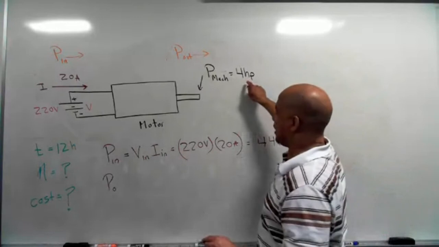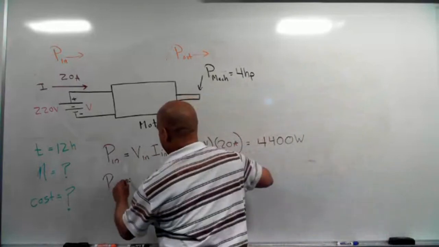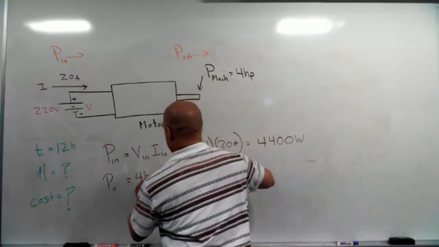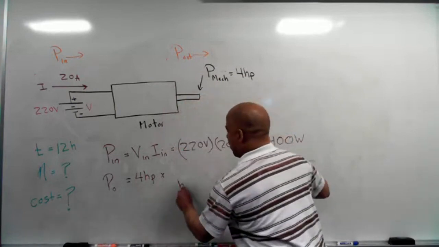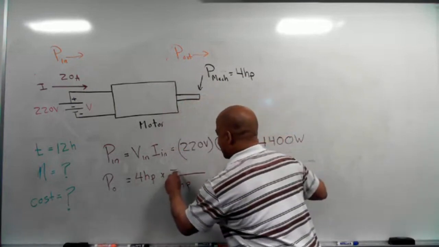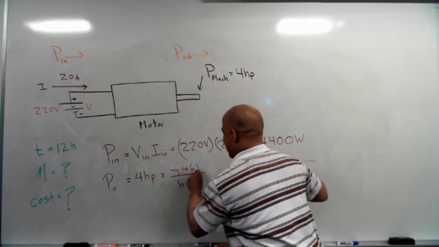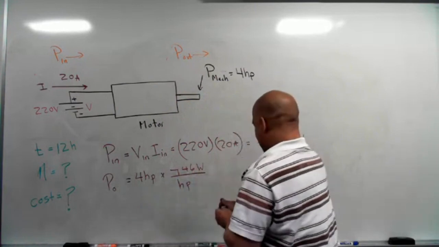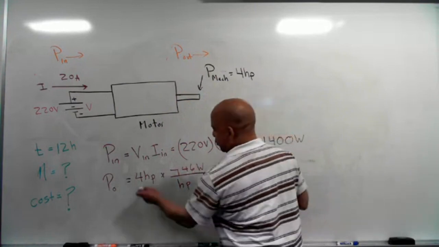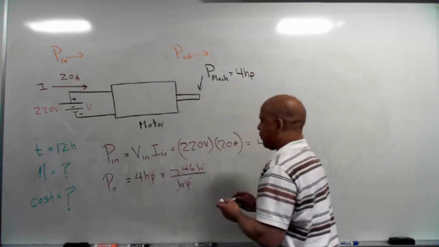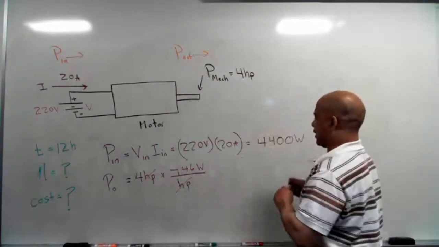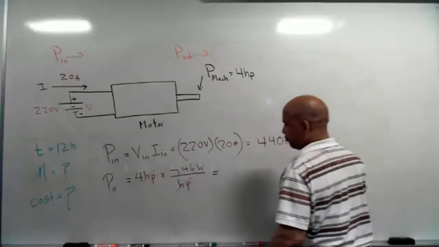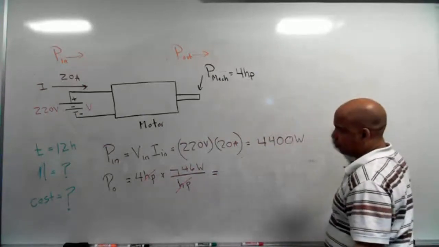Now P out, I've got to take 4 horsepower and convert that to watts, but I know that 1 horsepower is the same as 746 watts. I talked about conversion factors. Well, here's one. Horsepower cancels out. So what is 4 times 746? How much is that? 3,064.